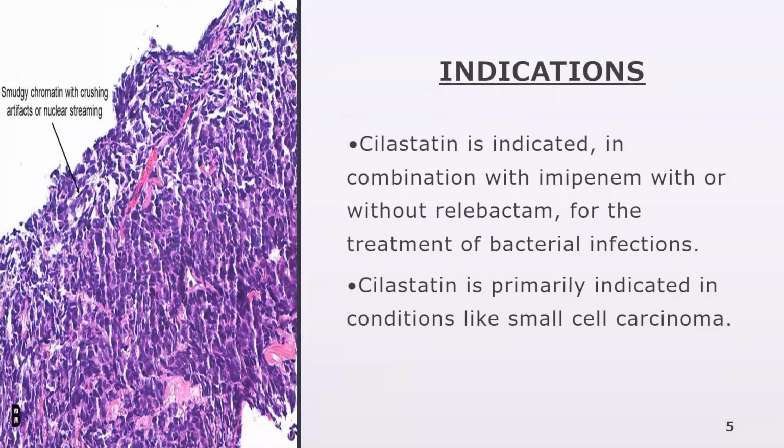Indications of cilastatin. Cilastatin is indicated every time in combination with imipenem, and sometimes with or without relebactam. Relebactam is not always necessary to administer with cilastatin, but imipenem is necessary to always administer with cilastatin. These drugs are used in combination. Cilastatin is used to treat various types of bacterial infections. Cilastatin is also indicated in a condition called small cell carcinoma. Small cell carcinoma is a highly malignant type of cancer, and it mostly occurs in the lungs and other body parts.